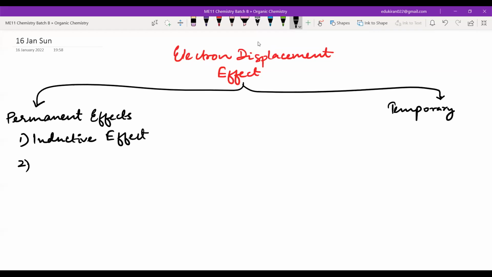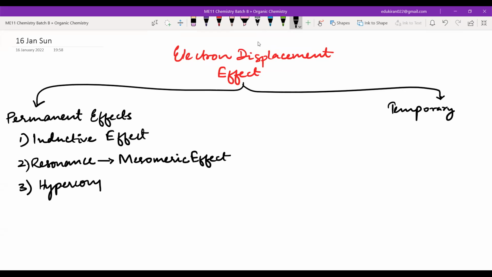Secondly, we have the resonance, the phenomena of resonance, which gives us the mesomeric effect. Thirdly, we have the hyperconjugation. Now, in temporary effect, we have just one, that is the electromeric effect. So write these down. We will start with inductive effect.